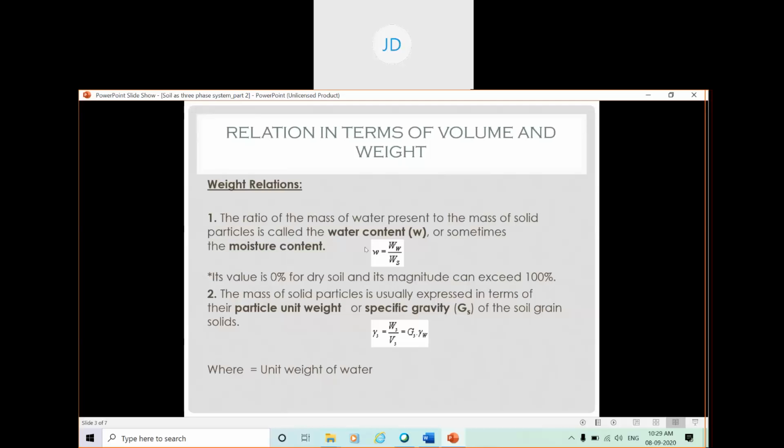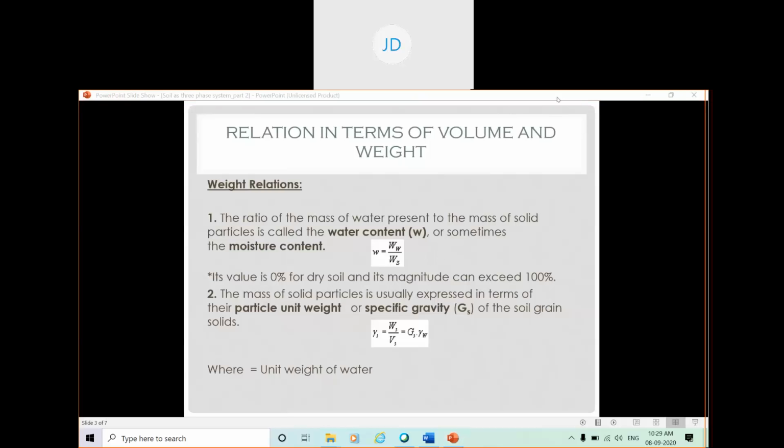From this mathematical representation you will understand that small w, which represents water content or moisture content, is equal to the ratio of weight of water, Ww, to weight of solid, Ws. From the three-phase diagram also you will understand; if you have drawn this diagram, you will get it very easily. It is expressed in terms of percentage, so in this formula you can also multiply by 100%.